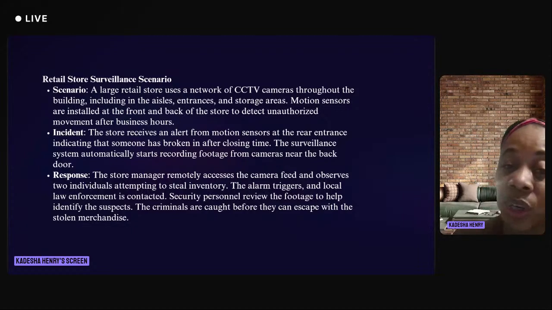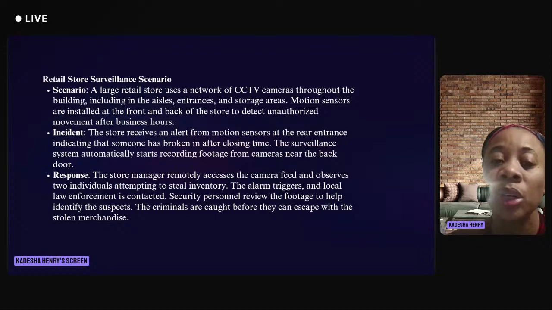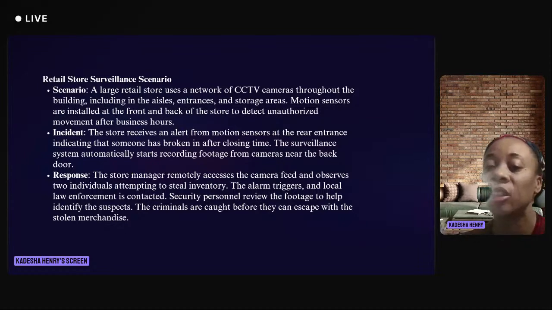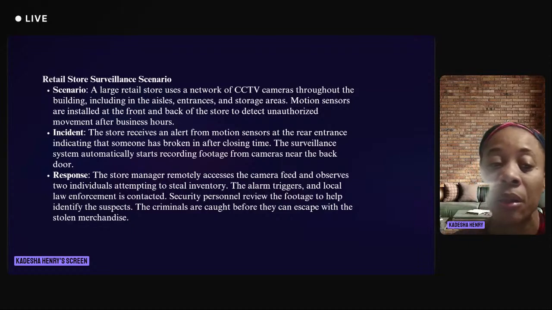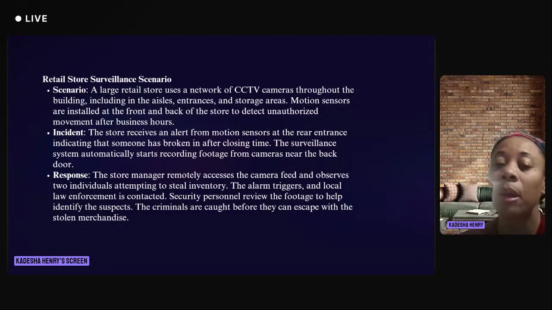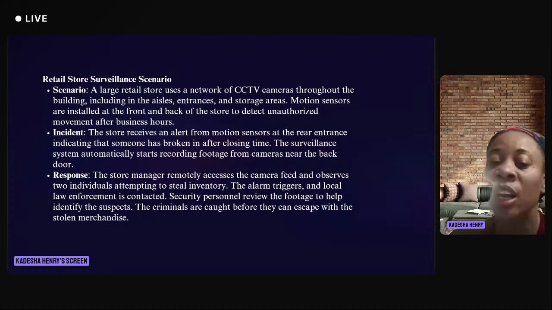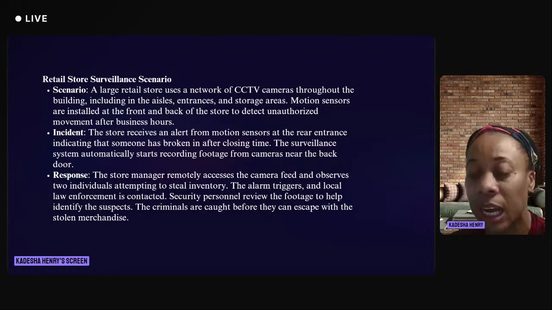Let's look at one with a retail store. A large retail store uses a network of CCTV cameras throughout the building, including in the aisles, entrance, and storage area. Motion sensors are installed at the front and the back of the store to detect unauthorized movement after business hours. The incident that happened here: the store received an alert from a motion sensor at the rear entrance indicating that someone has broken in after closing time.